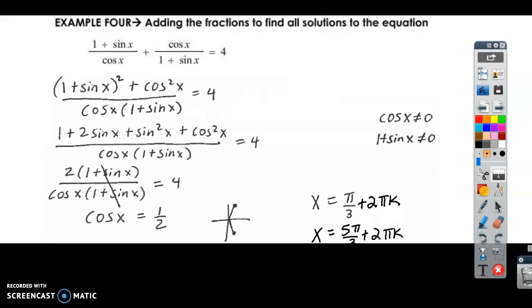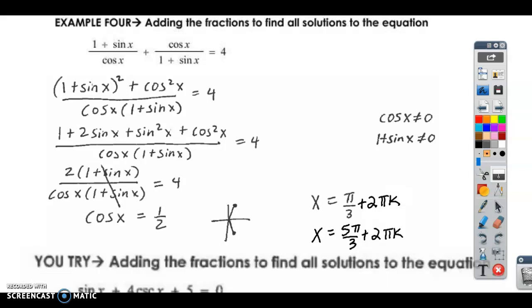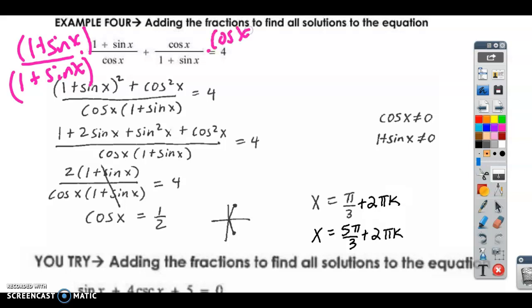All right, so adding fractions. So when you get two fractions that have different denominators, you're going to have to multiply this side by this special one, 1 plus sine of x over 1 plus sine of x. And then this one has to be multiplied by a cosine of x over cosine of x. All right, I have done this problem, so I'm going to move on.